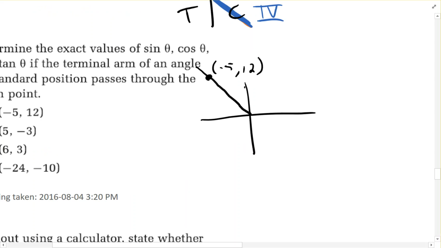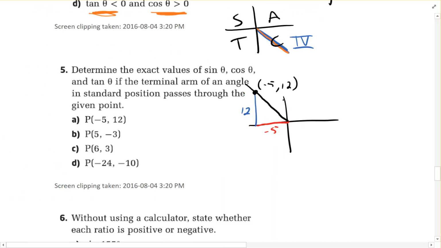Well, we can make this into a triangle again, knowing that this will be -5 and this will be 12. Okay, so we can draw our angle here. It does say it's in standard position, but that doesn't really matter for us. It's going to be the same values of sine, cos, and tan. Like, it's not going to change.